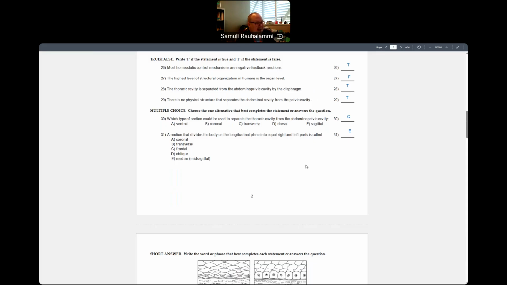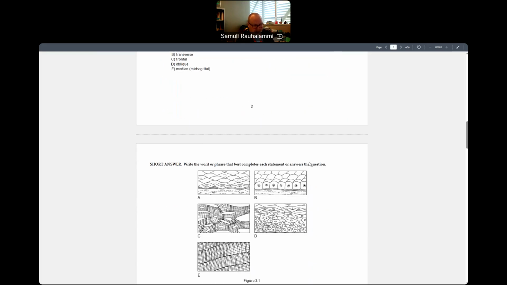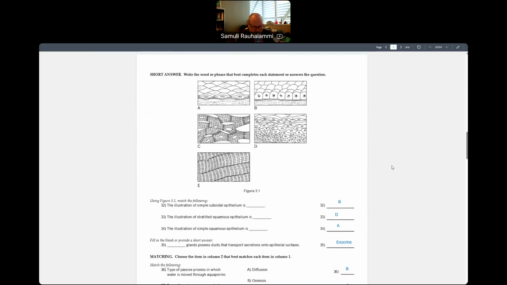On the next page, I have some examples of tissues. Simple cuboidal tissue was made of one layer of cube-shaped cells. So they look like dice. So that would be our picture B, which shows one layer of cube-shaped cells side by side.